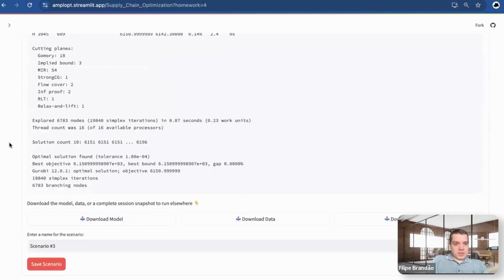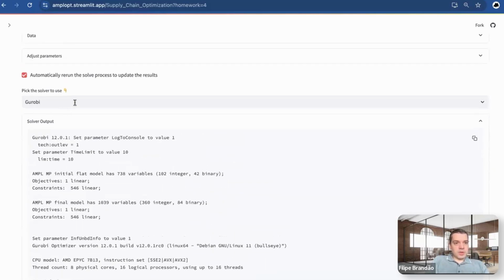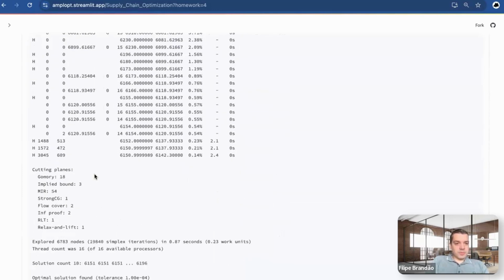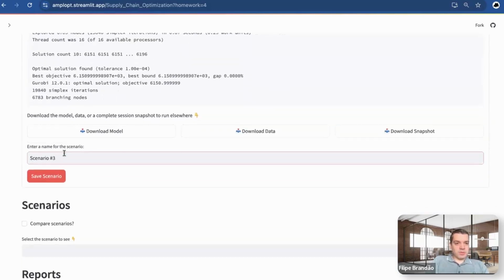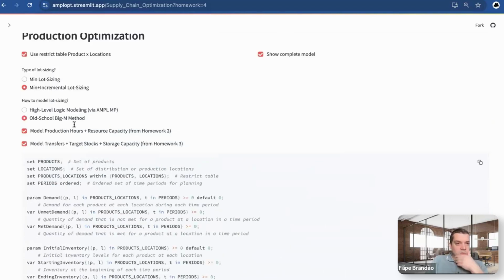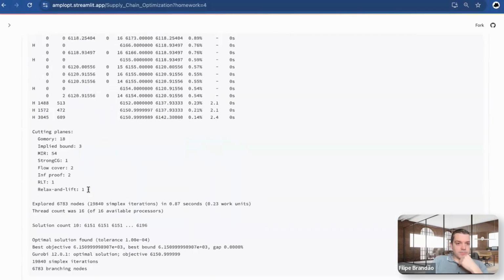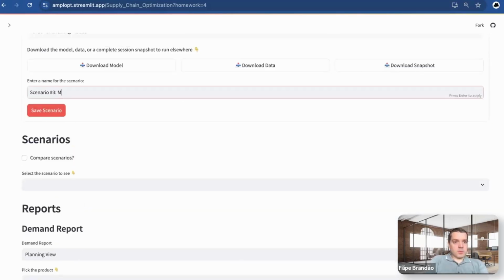Now, in terms of scenarios, there is one thing here in the app: after you see the solution, so after you pick a solver and you solve a problem, you have the opportunity to save the scenario, picking a name and so on. Let me see if I have some saved. Yes, I already have some saved, which is what I'm running now. So minimal plus incremental sizing with big M. Save the scenario.